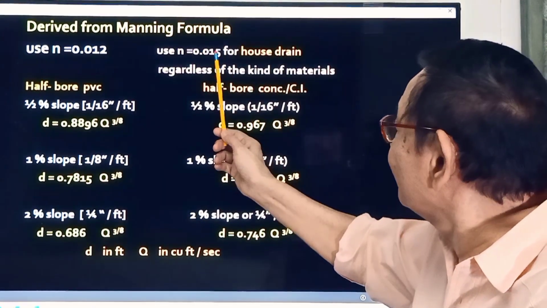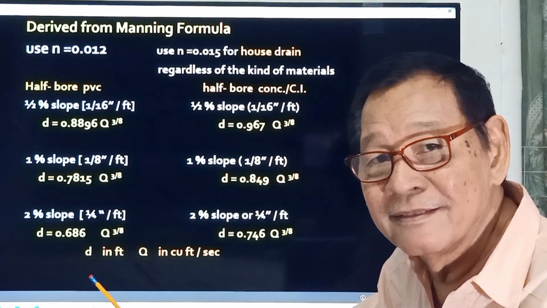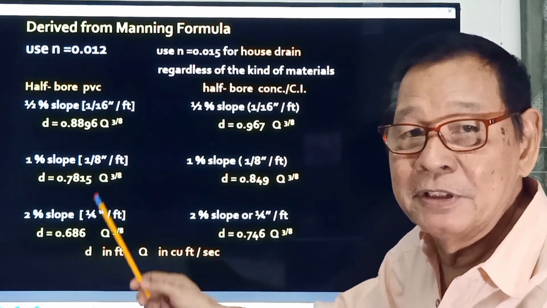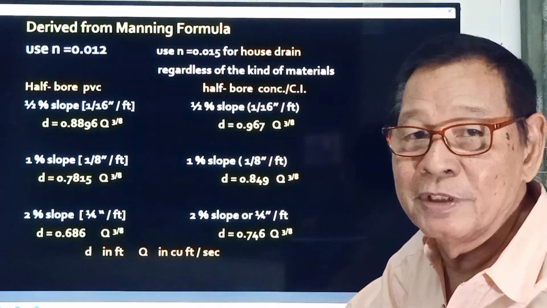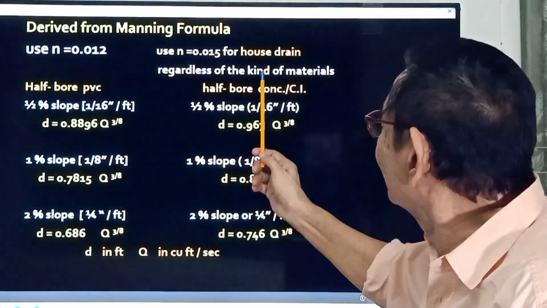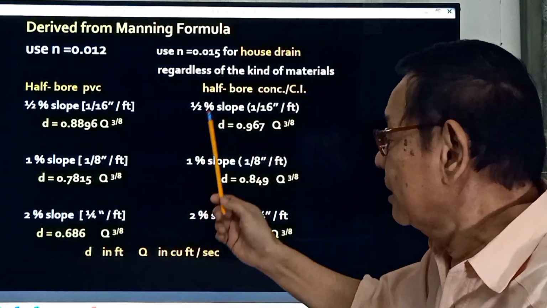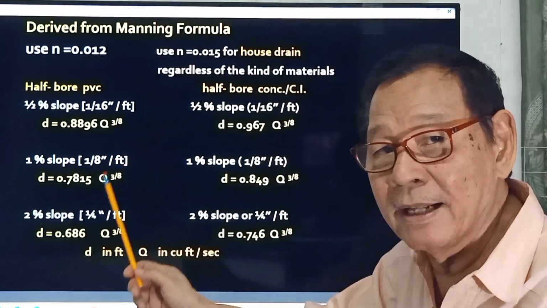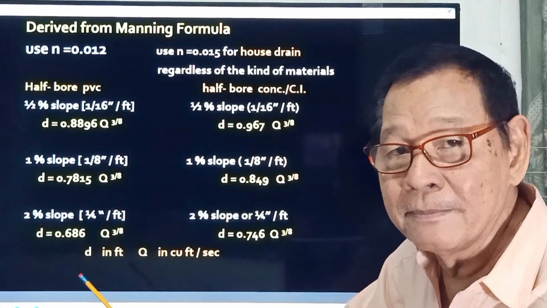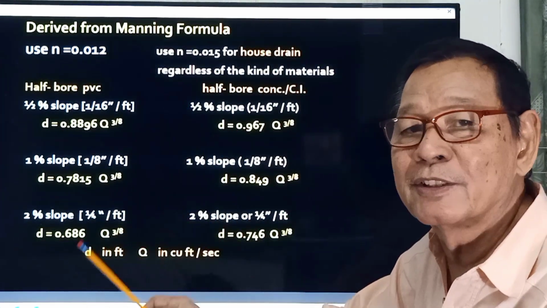This 0.015 is being suggested from the derivation of fixture units by Dr. Hunter. You use it for house drain regardless of the kind of materials. It may be PVC, it may be copper, it may be CI pipe, it may be cement pipe. n equals 0.015.